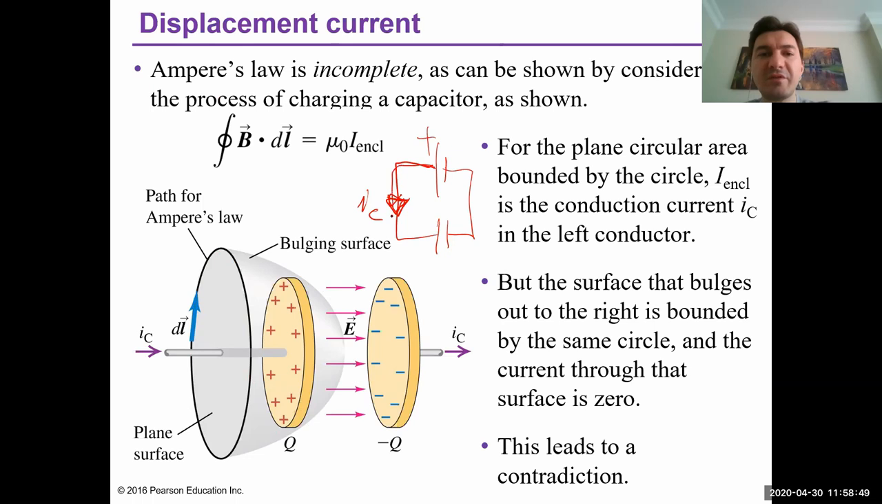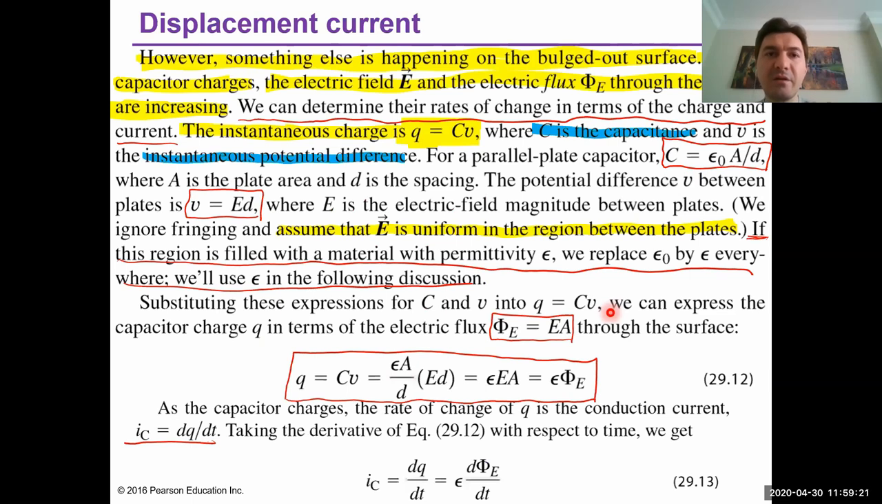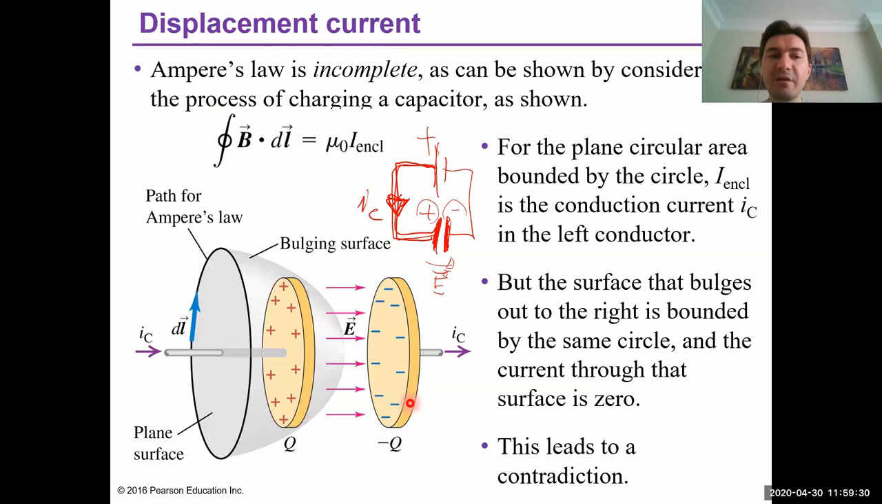You move positive charges from the EMF to the capacitor plate, and negative charges accumulate on the other side, positive, negative. So due to the charges on both sides, we will have an electric field between the plates, right? We have discussed this one in the previous lectures. So the electric field and the electric flux through the surface here will increase by time because the magnitude of the charges on the plates will increase.